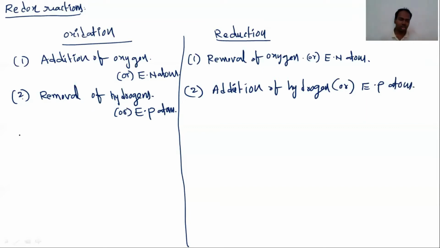Now coming to the third point, it is very important. This is the modern concept, the electronic concept. The third point has many objective applications, so give more importance to the third point. What is the third point? That is the electronic concept, with respect to electrons. Loss of electrons is called oxidation.